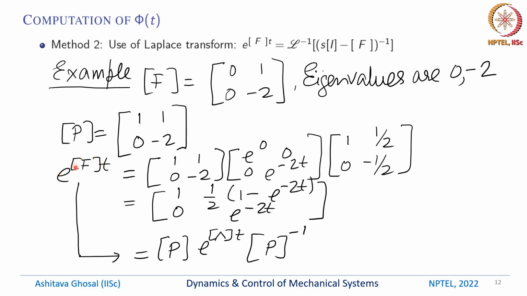So e to the power Ft, we can go back and use the expression because these are distinct eigenvalues. So it will be P times the diagonal matrix of e to the power lambda t, where lambda are the two eigenvalues 0 and minus 2. So e to the power 0 and e to the power minus 2t, into P inverse. If you multiply this out and simplify, you will get 1, 0, half into (1 minus e to the power minus 2t), and e to the power minus 2t. This is obtained from P into e to the power lambda t into P inverse. Let us do the same thing using Laplace transform.